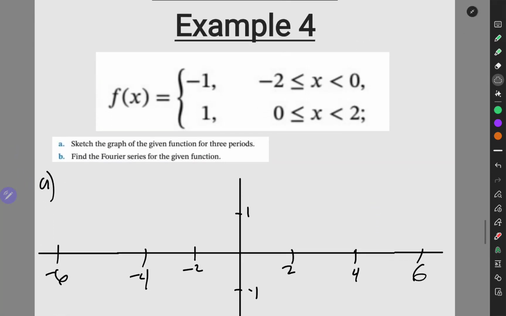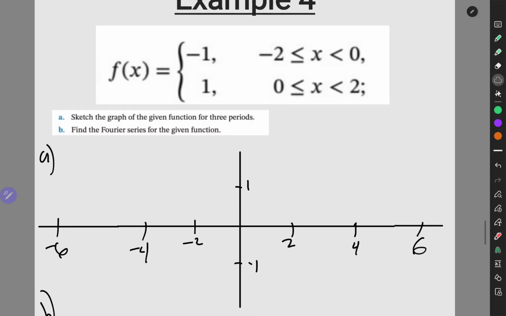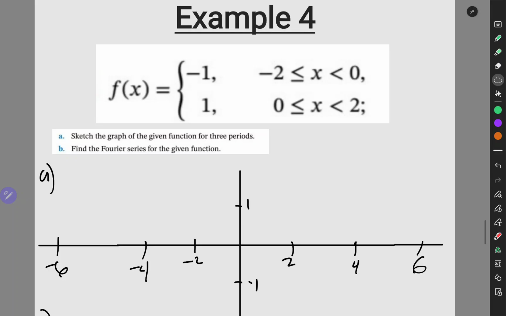So, I have that so big. In this one, our period is a little bit longer than the other ones, right? So the period for this one looks like it is 4, and the length is 2. So let's sketch the graph.